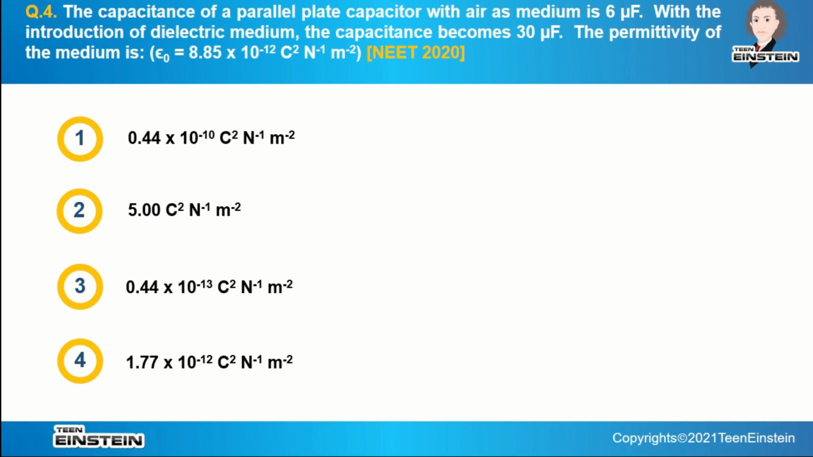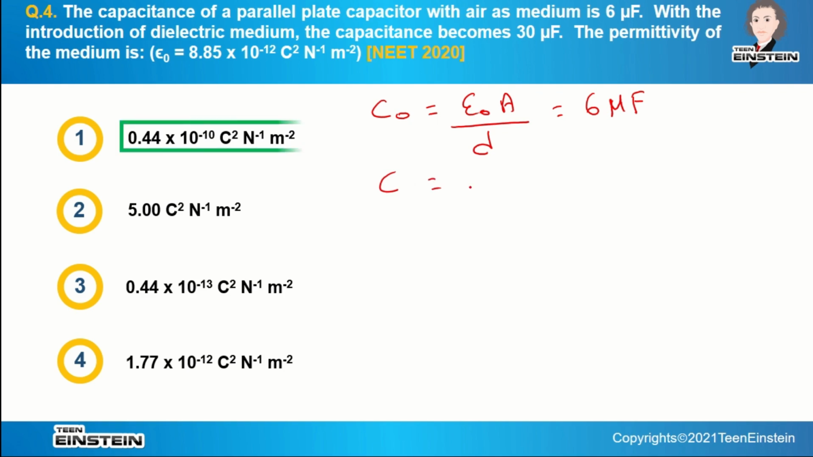It's a constant value. So the capacitance of the air capacitor is given by the formula C naught equal to epsilon naught A by D. So this value they have given as 6 microfarad. Okay, so when a dielectric of permittivity epsilon and dielectric constant K is introduced between the plates, then the capacitance will become C equal to K epsilon naught A by D. So this value they have given as 30 microfarad.